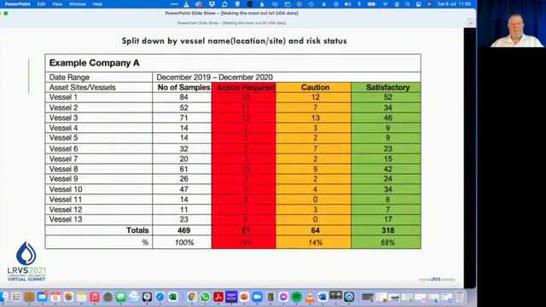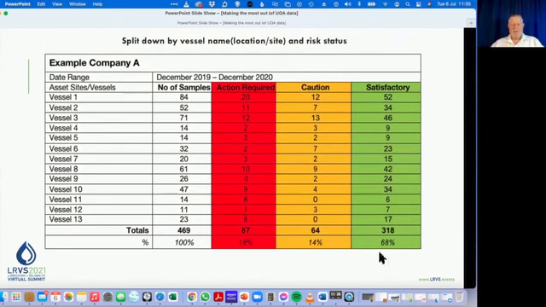So here's an example. Company A, I've got 13 ships, they've taken 469 samples, and 18% of them are red, 14% of them are cautionary, and 68% of them are green. That's a headline. Now, the first thing we can say here is we've got far too many red reports. We need to push them into caution. So we've got some actions to do, but what sort of actions do we need to do? We don't have any understanding here.